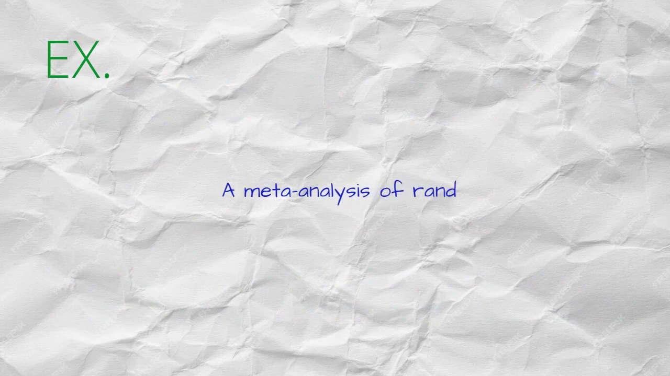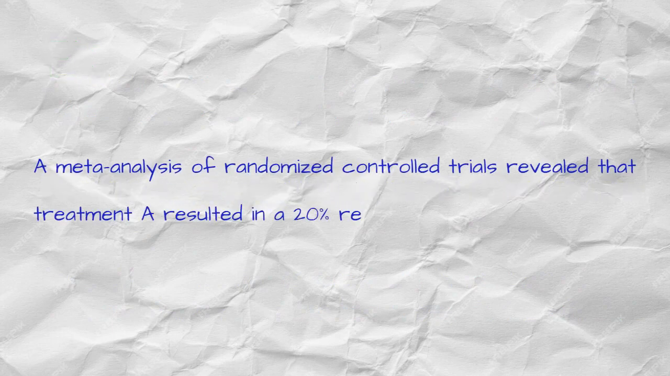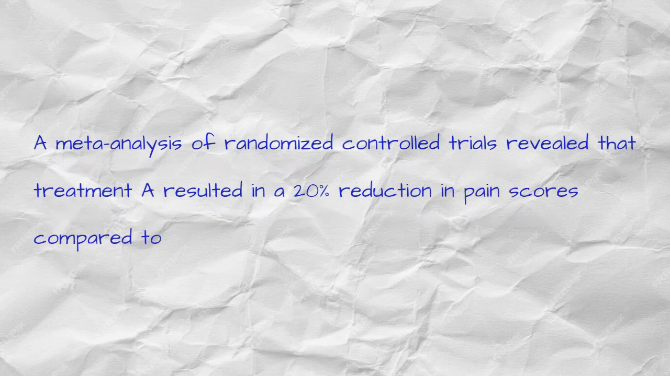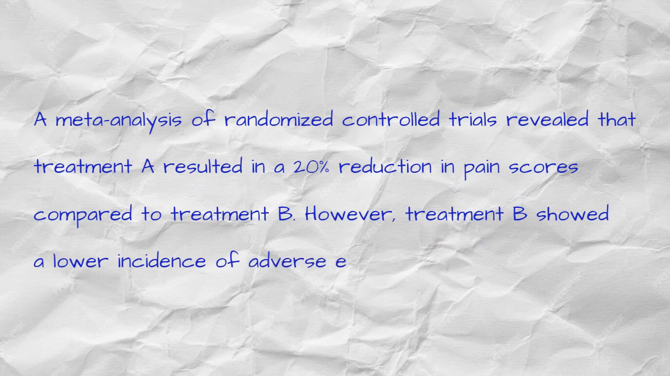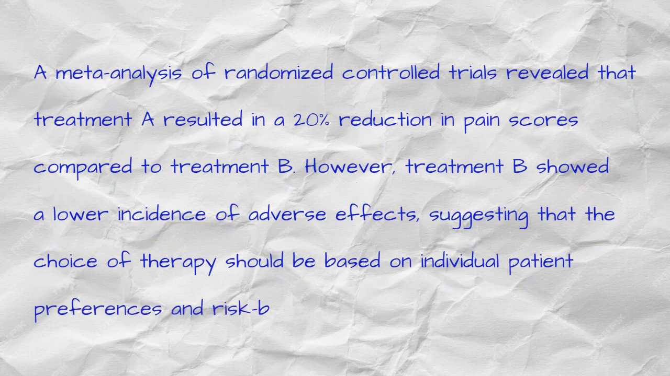Example: a meta-analysis of randomized controlled trials revealed that treatment A resulted in a 20% reduction in pain scores compared to treatment B. However, treatment B showed a lower incidence of adverse effects, suggesting that the choice of therapy should be based on individual patient preferences and risk-benefit analysis.